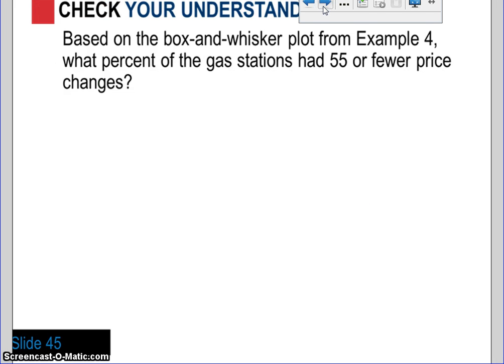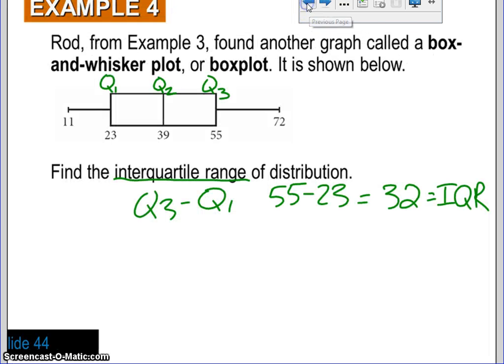So it said, based on the box and whisker plot from example 4, what percent of the gas stations had 55 or fewer price changes? So go ahead and take a look at this. Press pause for a second. When you have your answer, press play, and we'll see how you did.